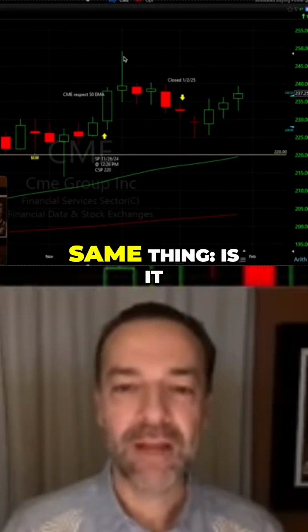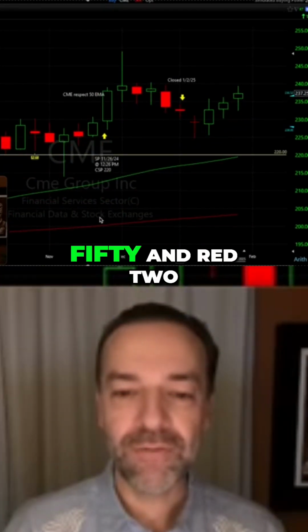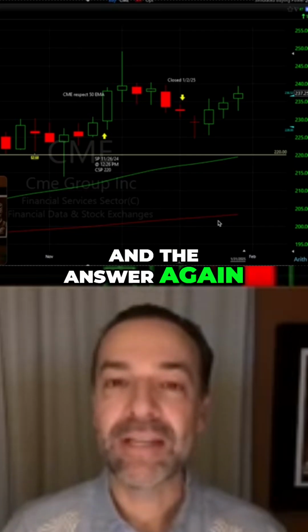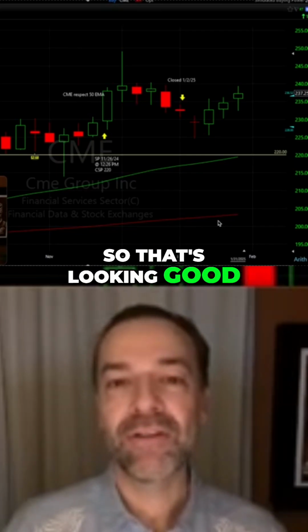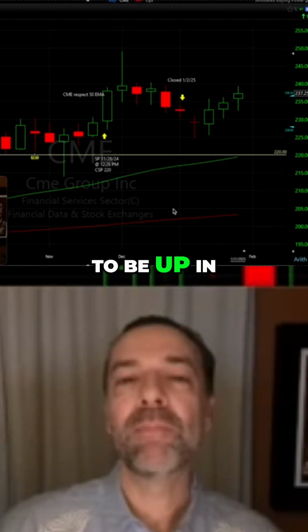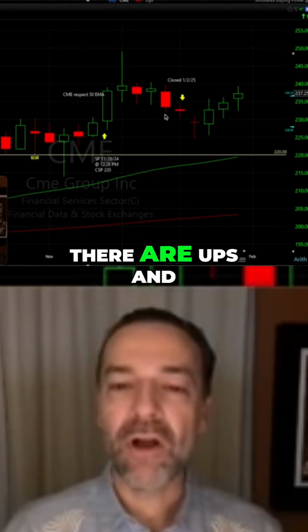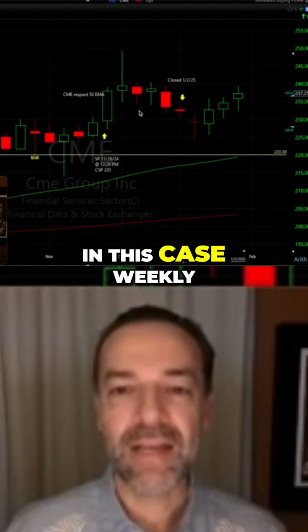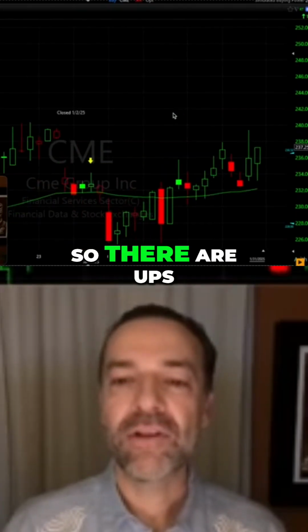I ask myself the same thing. Is it trading above the green 50 and red 200 moving average? And the answer again is yes. So that's looking good. Overall, the direction of the trend of CME appears to be up in both of these time frames. Now, of course, there are ups and downs in these candlesticks, in this case weekly, and here we see daily. So there are ups and downs.